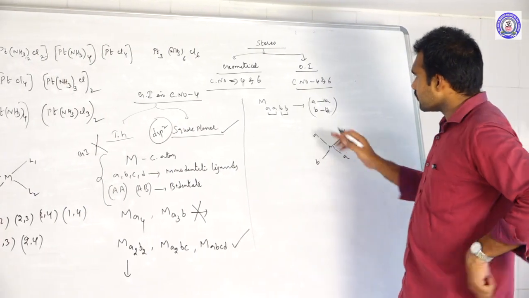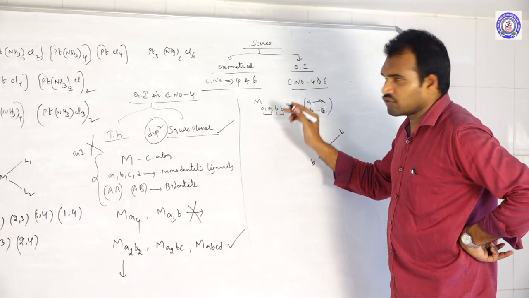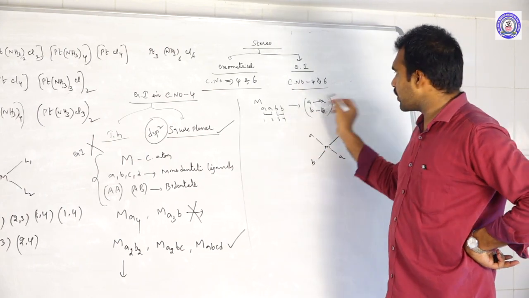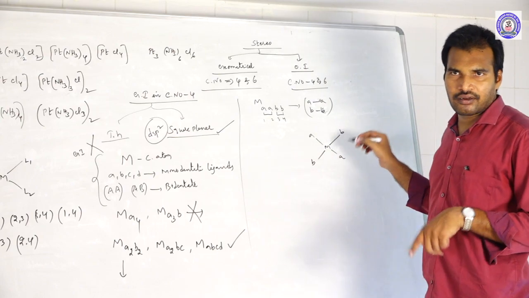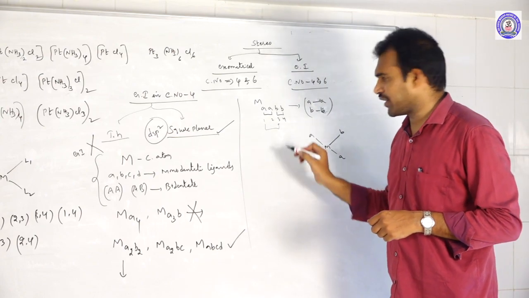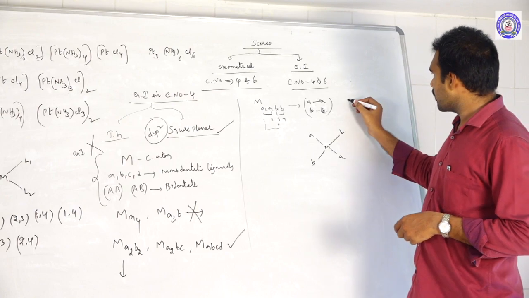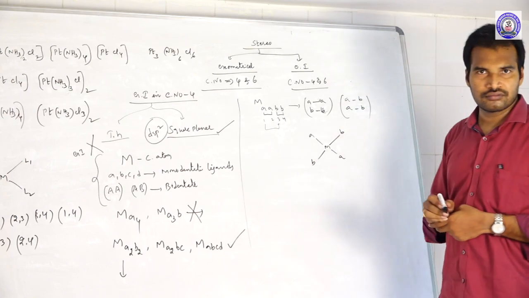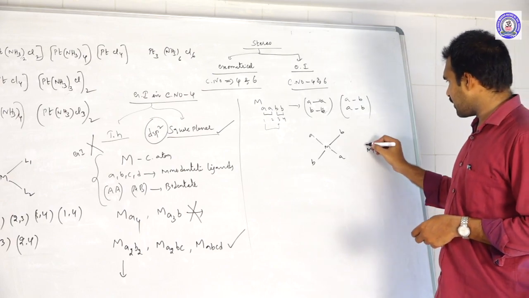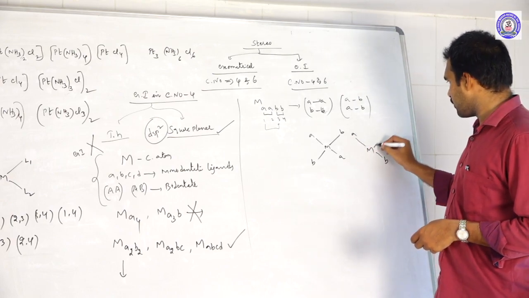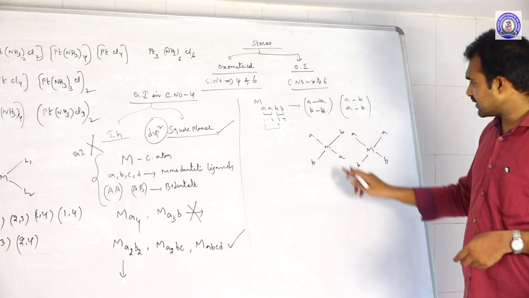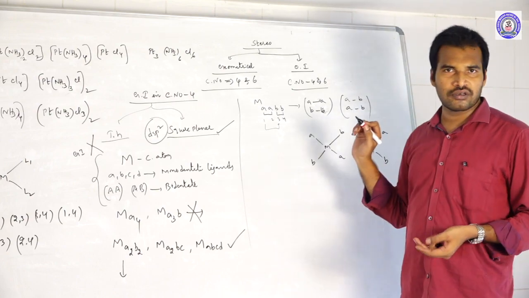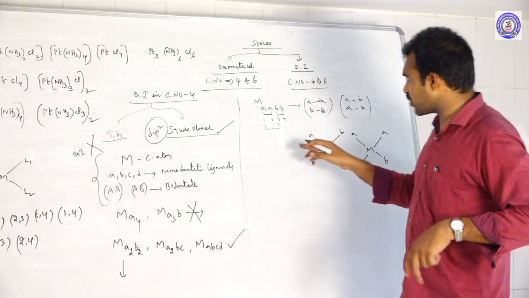Next, you just consider 1, 2, 3, 4. First, what am I doing? 1, 2 I join, 3, 4 is one pair. Next, 1, 3 I join. 1, 3 means what? AB, AB. This is another one. AB, AB means what? This isomer is trans, this isomer is cis. Total how many isomers are possible? 2 isomers. Is there any other possibility?